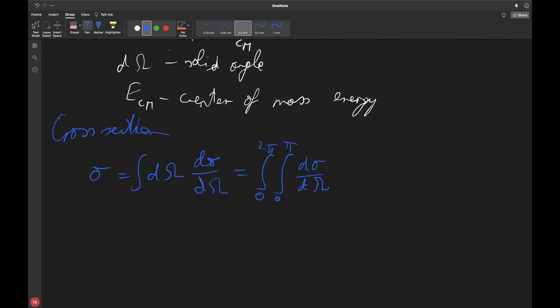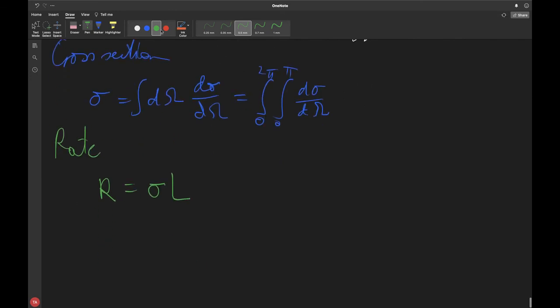Next thing to calculate is the rate of the scattering process. So the rate, let's call it R, is calculated as the multiplication of these two things, the cross-section and the luminosity. And then we can do one more thing, which is not going to be super obvious of what's happening.